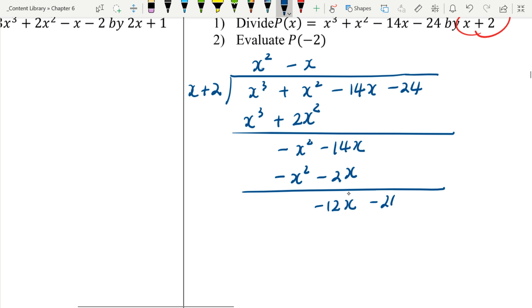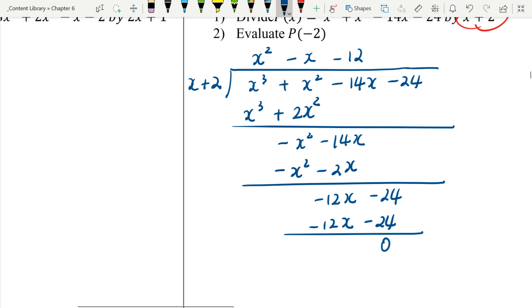Get the next thing down, which is minus 24. So minus 12x divided by x, I got negative 12. Negative 12 times x plus 2 is minus 12x minus 24. And exactly the same, I got a value of 0 here. So this value 0 here tells me the remainder is 0.